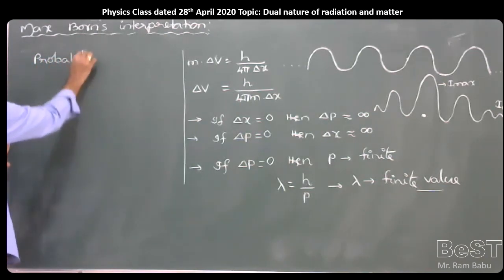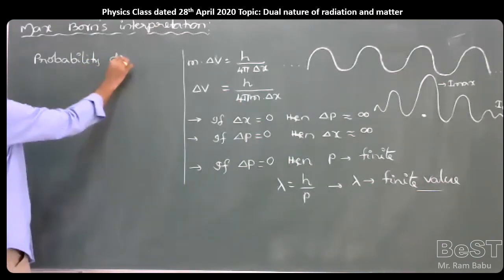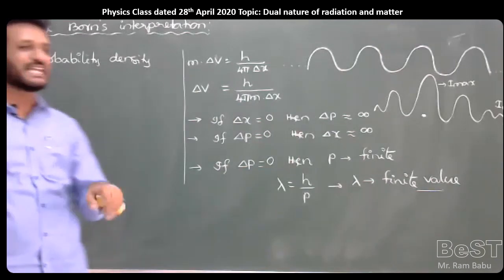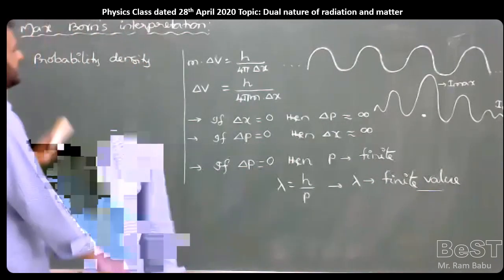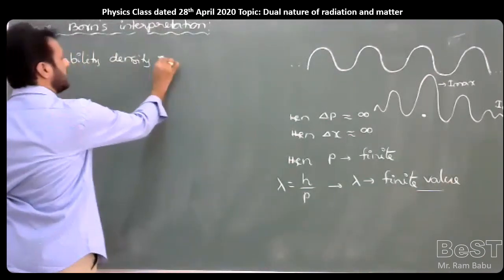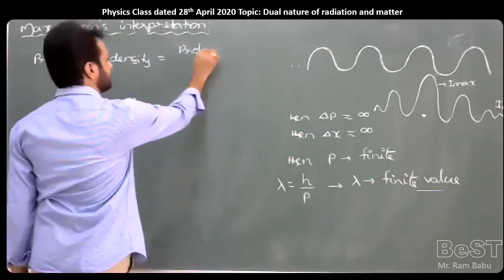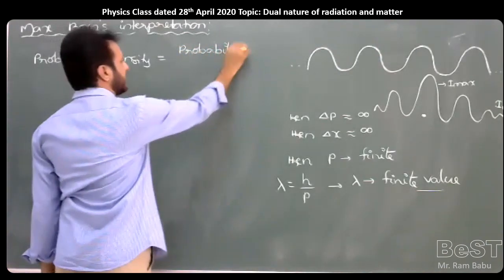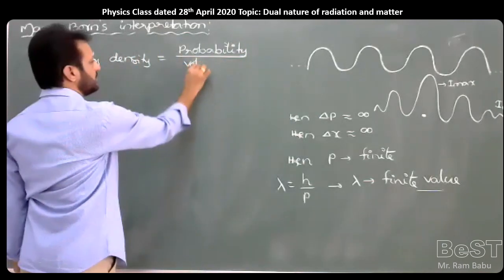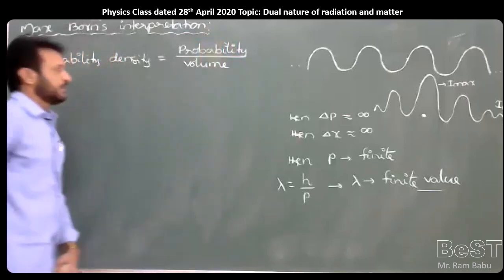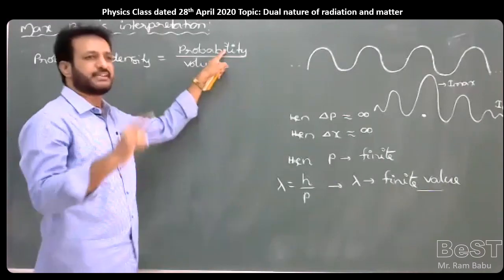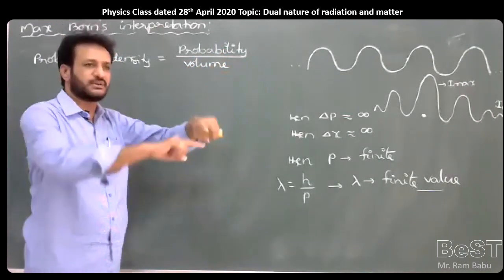So for the wave packet, if you take for example a probability density, we can represent it with the symbol psi. Probability density is equal to psi. What is the meaning of probability density? It is equal to probability per unit volume. Probability of finding the particle at a point divided by the small space, or we can write volume. So probability density is equal to the probability of finding the particle at a point divided by the small volume around the particle that you should take.